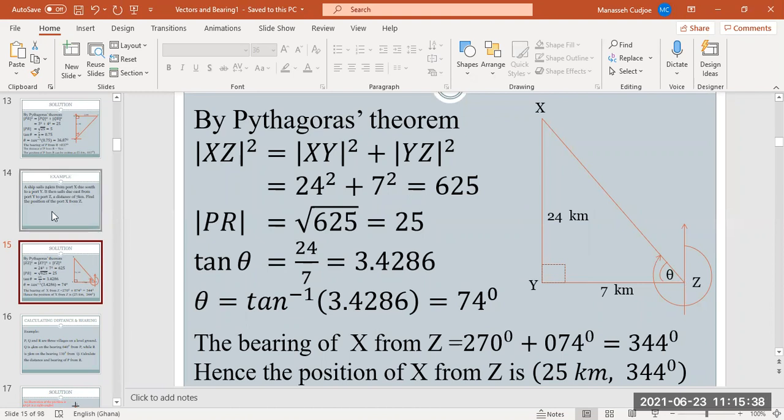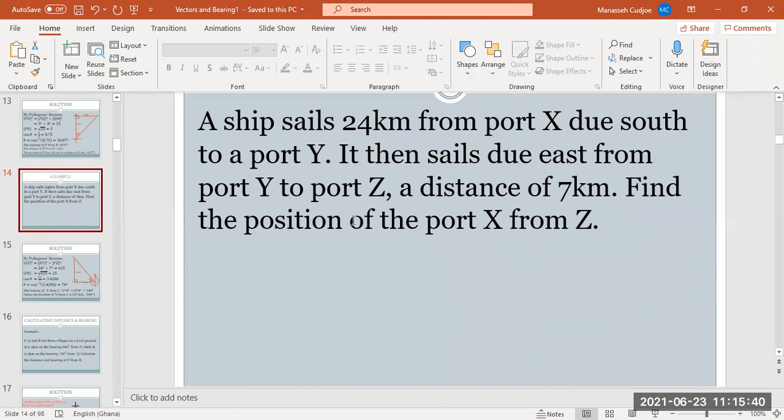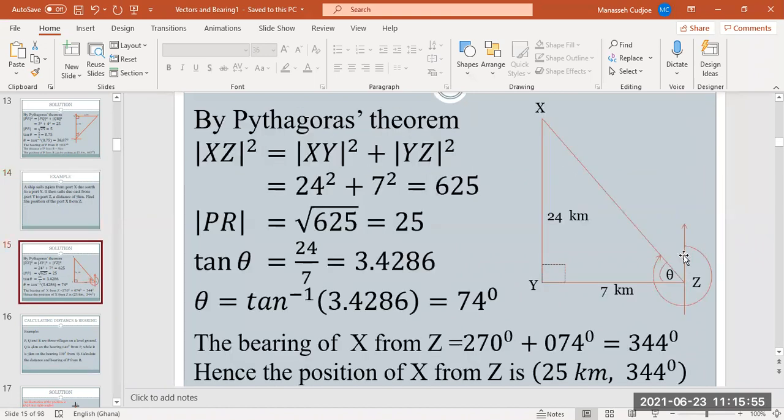Now let's see what the question is asking us to do. Find the position of port X from Z. Talking about the angle will help you get a position. So from Z, that's the starting point. I have to face north and move clockwise because I'm trying to write in bearing form. So this is 90, another 90, 180, another 90, 270, plus this angle.